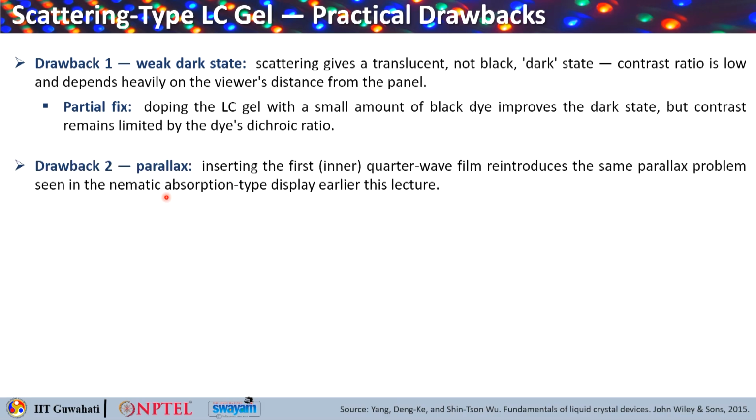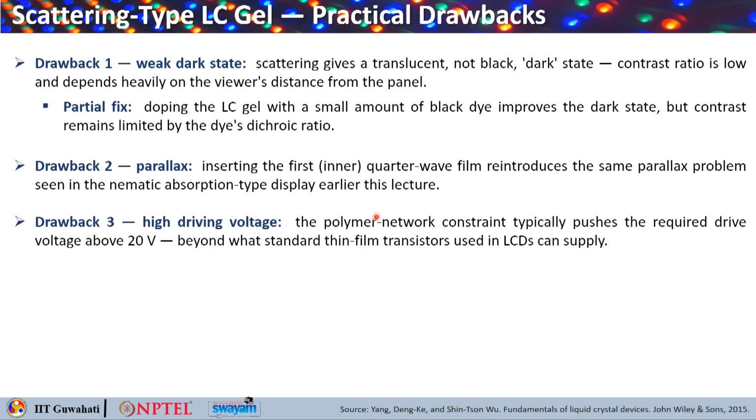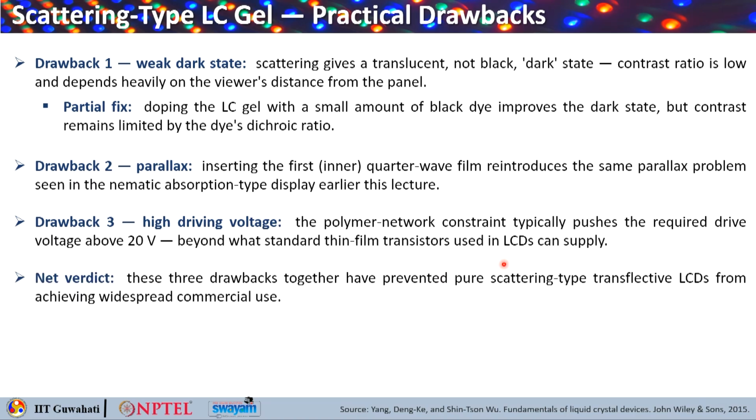Second drawback is the parallax. Inserting the first, or you can say the inner quarter wave film, will reintroduce the same parallax problem that was seen in the nematic absorption type display, which is already discussed. The third drawback is the high driving voltage. The polymer network constraint typically pushes the required drive voltage to be above 20 volt. Okay, so that is beyond what the standard thin film transistors, those used in LCDs, are able to supply.